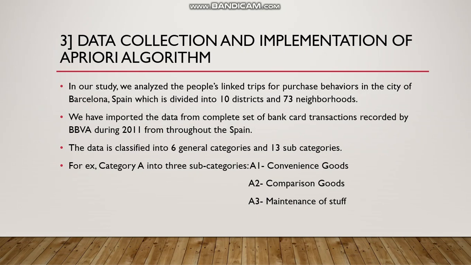Number 3. Data collection and implementation of the Apriori algorithm. In our study, we did a survey on the city of Barcelona, Spain, which is divided into 10 districts and 72 neighborhoods. Also, we have imported the data from the complete set of card transactions recorded by BBVA during 2011. This data is classified into 6 categories and 13 subcategories. For example, category A has 3 subcategories: A1, A2 and A3.